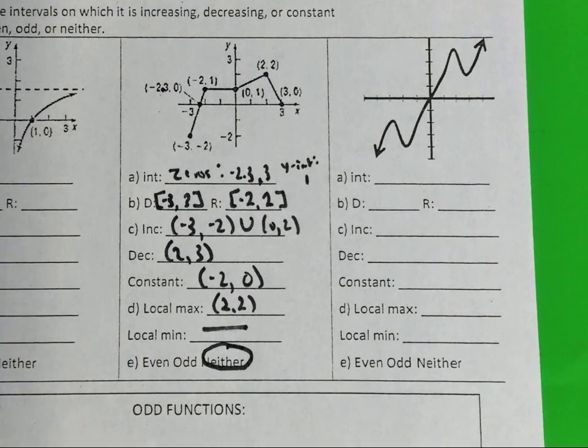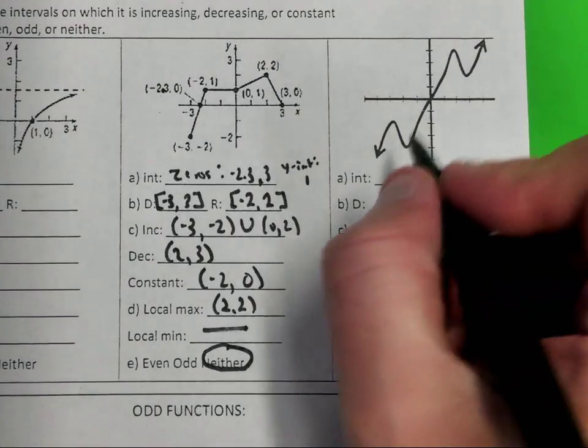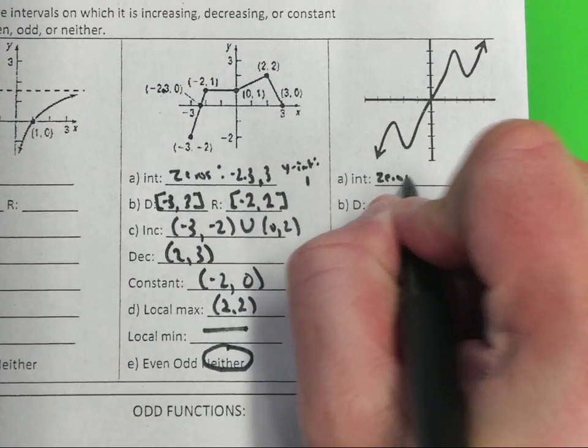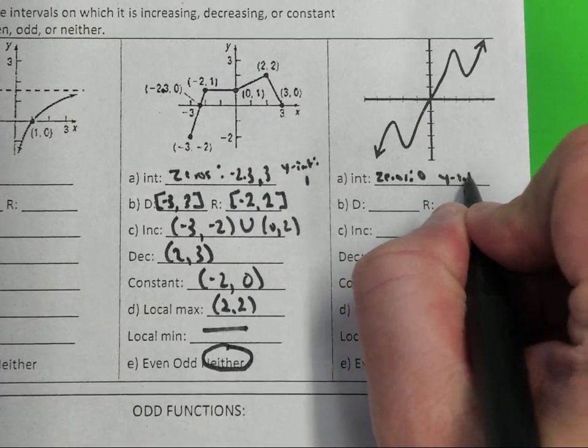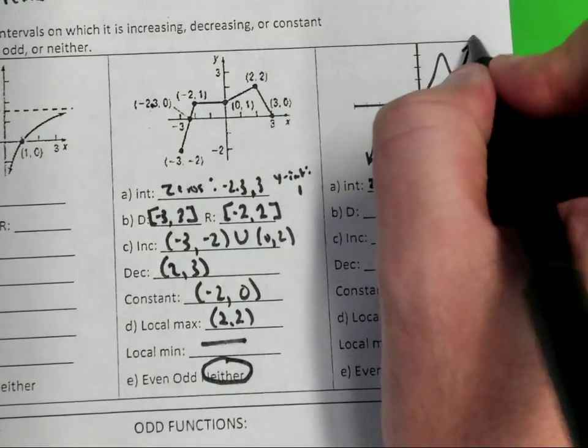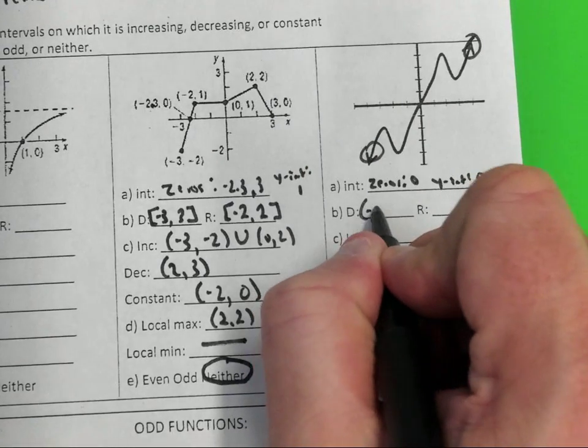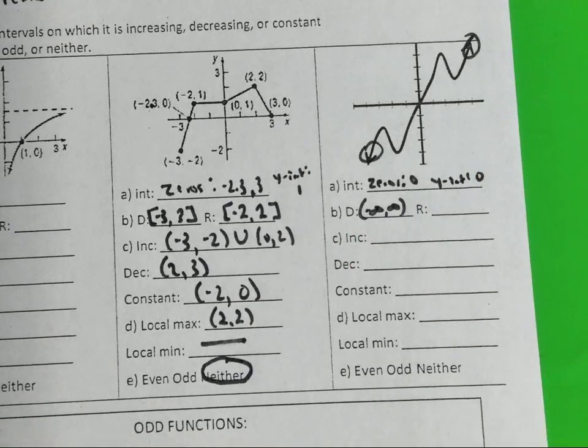All right. What are my zeros here, guys? I only have one. It's 0, isn't it? Okay, my y-intercept is what? 0. Very good. Domain, look at your ends. Negative infinity to positive infinity. What's my range?